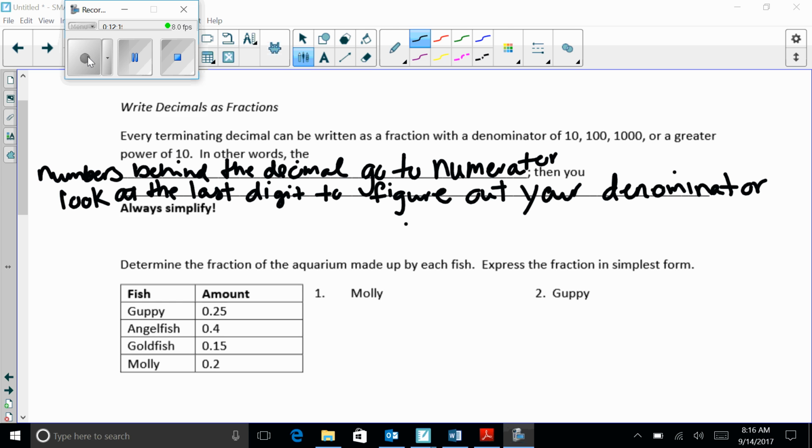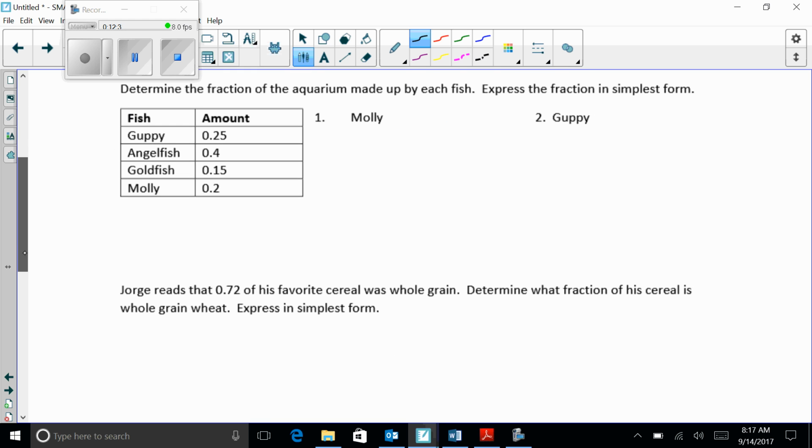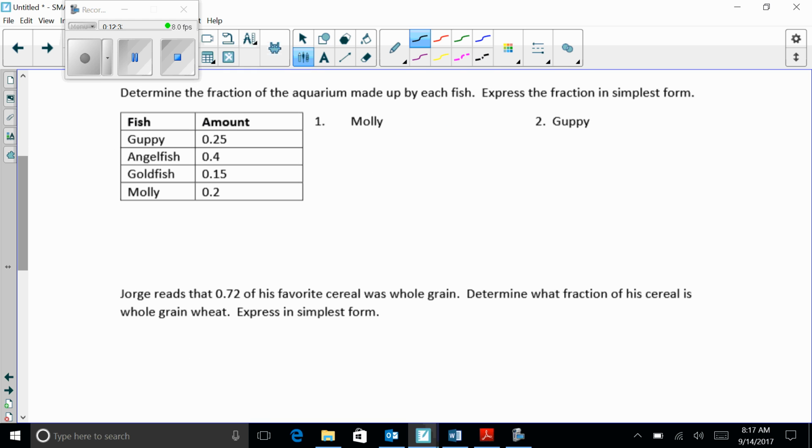Okay, anyway, so you see I finished writing the word denominator. So now we're going to practice this, and it says you always simplify. So we always have to simplify our fractions when we are done working with them. It says, determine the fraction of the aquarium made up by each fish. Express the fraction in simplest form.